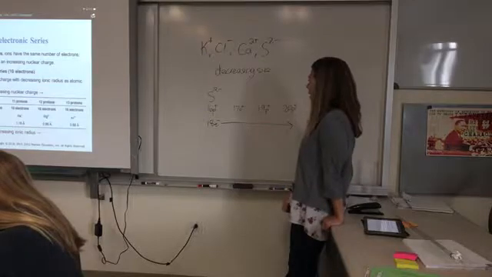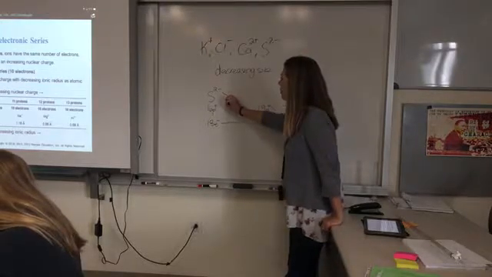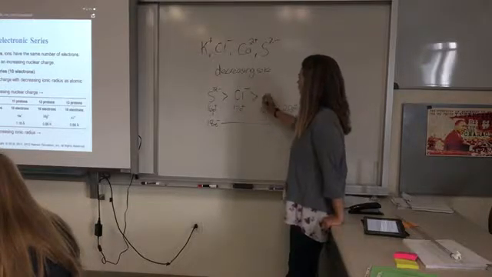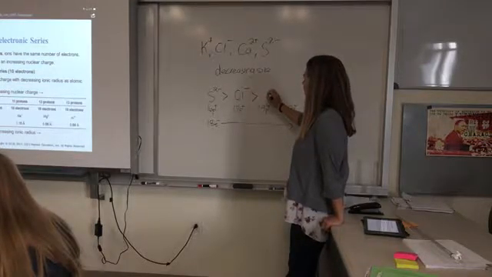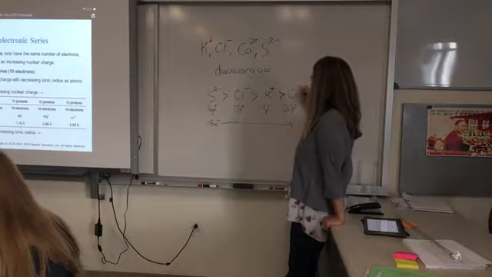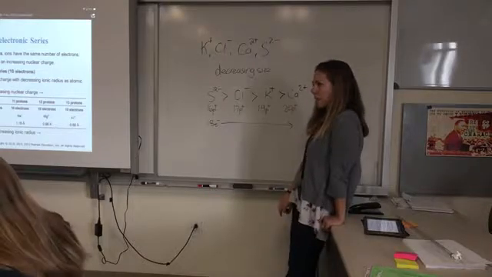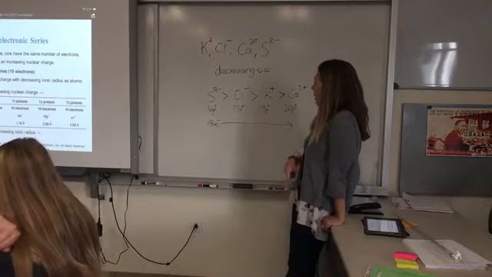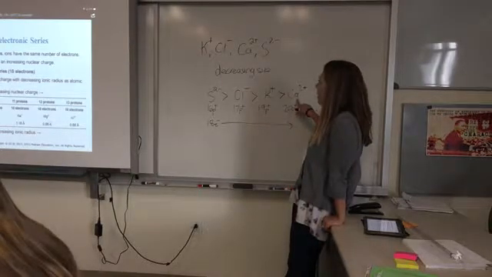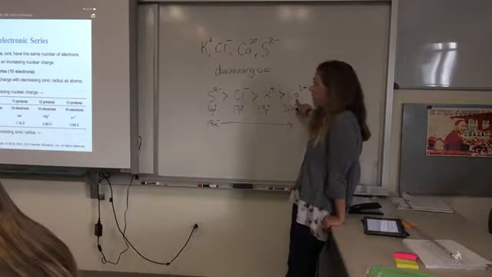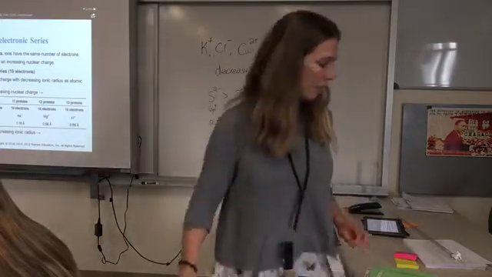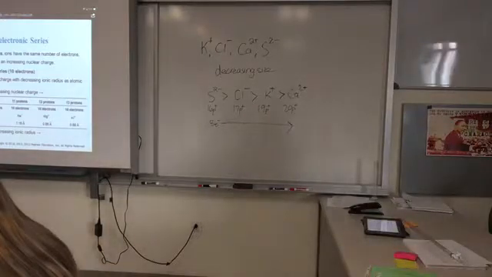So this is going to be the biggest. Then chloride. Then potassium. And then calcium. Does that make sense? So the calcium ion is the smallest because it has more protons that are able to pull in those electrons. Now do the practice exercise that's there too.